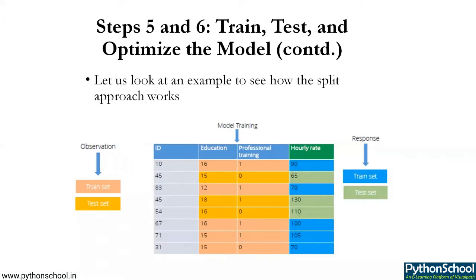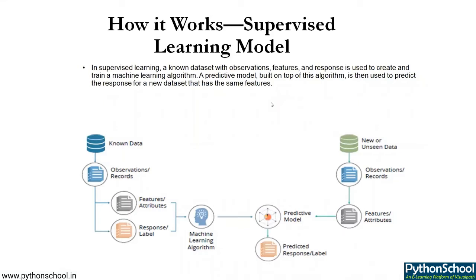Here if you see, the pink marked ones are taken as a training set, and the orangish yellow ones are the test set. We separate the same data into training set and test set, and we apply the model to the training set, and then we get the response. Once the model is trained, it is applied to the test set, and you have a response both from the training set as well as the test set. So this is how it works. For the supervised learning model, a known dataset with observations, features, and response is used to create and train a machine learning algorithm. A predictive model built on top of this algorithm is then used to predict the response for a new dataset that has the same features.